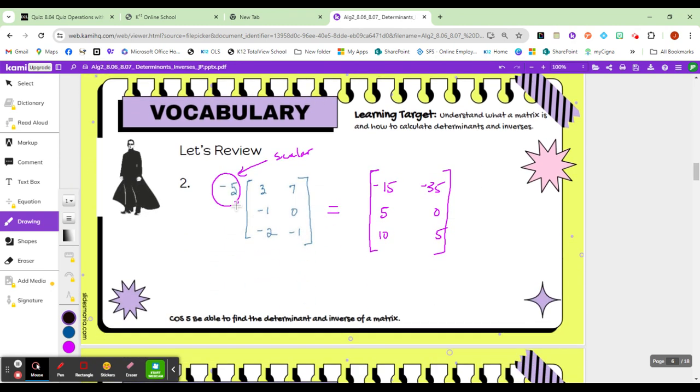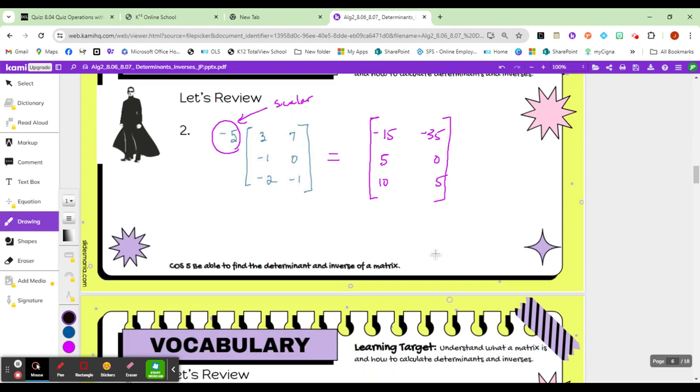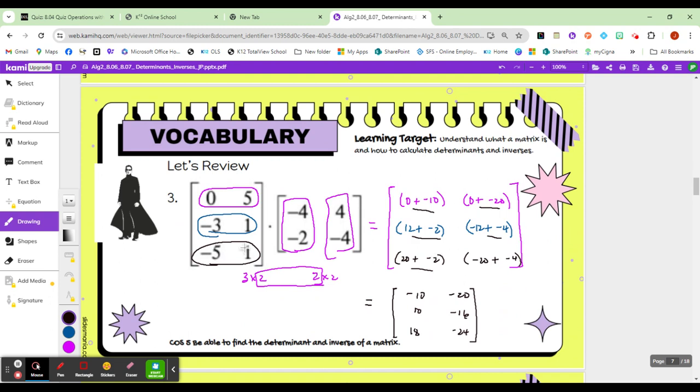Number 2 is an example of scalar multiplication. So this is not a matrix times another matrix. This is just where we have a number on the outside of the matrix, and we take that number, which is called a scalar. We multiply it times everything inside the matrix, and we get our answer. Number 3 is an example of matrix multiplication, where we're taking one matrix and we're multiplying it by the other. I think this is one of the harder things that we do in Unit 8.